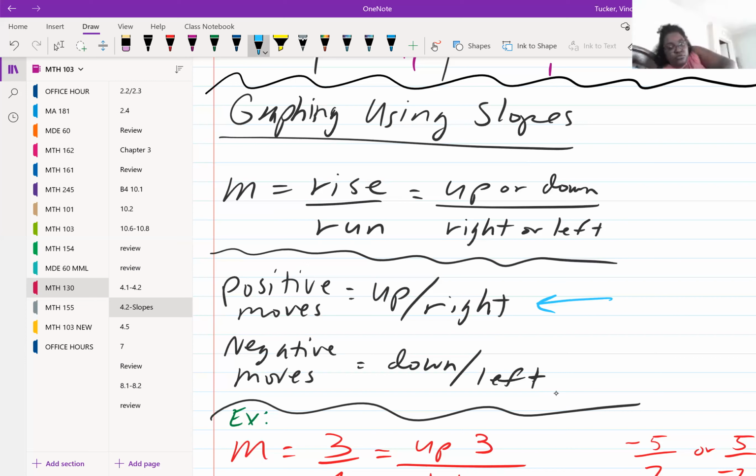Still using your slopes. So your positive moves are up and right. Negative moves are down and left. Now we'll show how that works in a second. Just give you guys a chance to write.